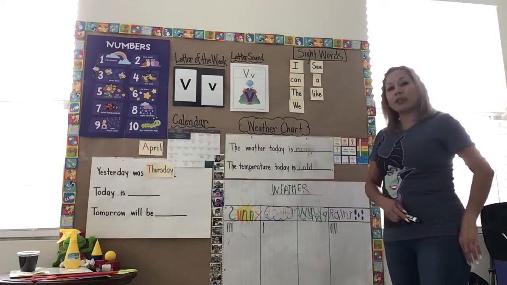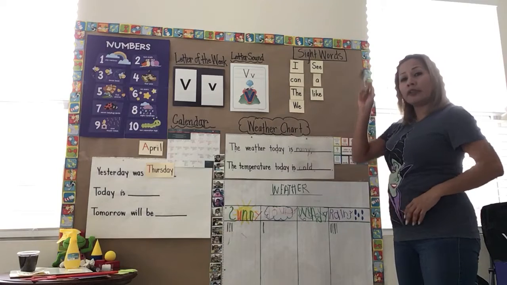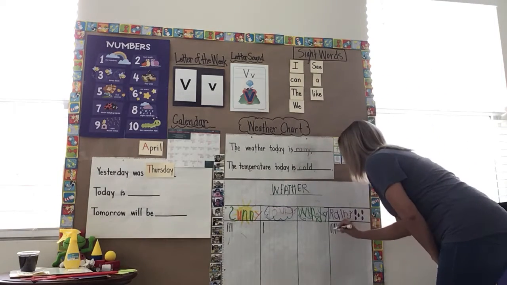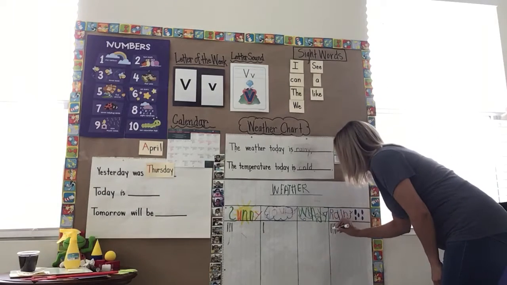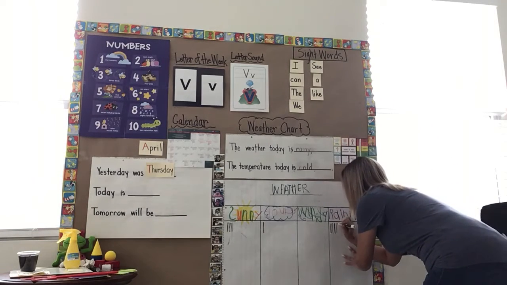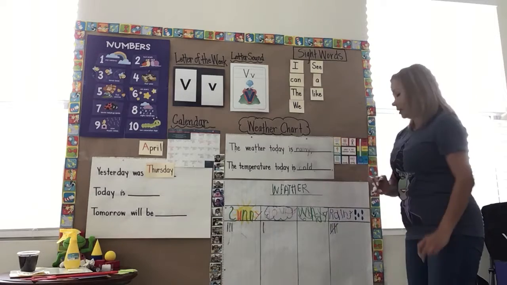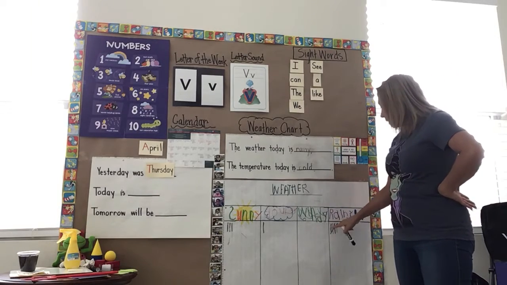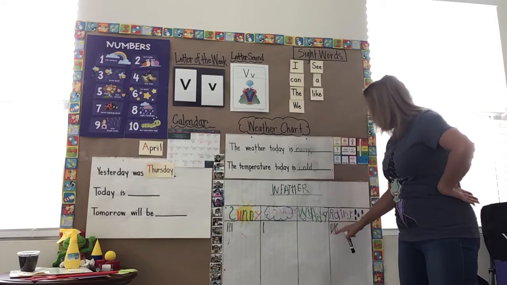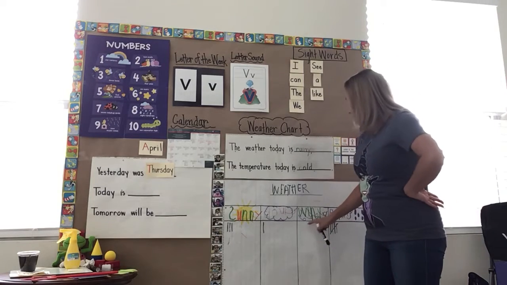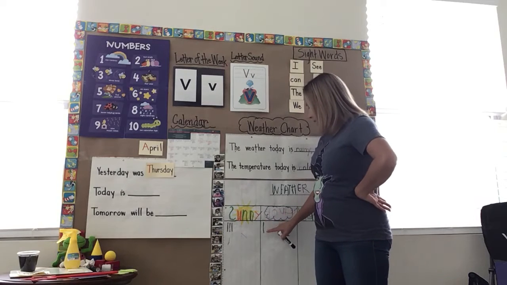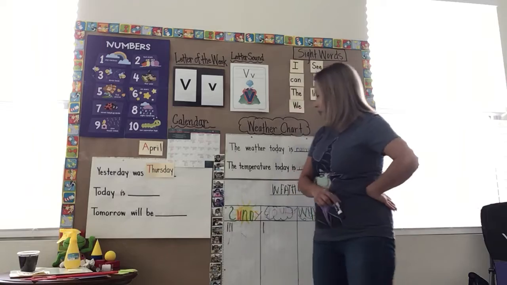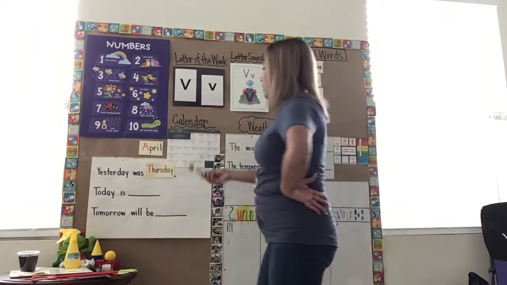So what did we say about tally marks? After 4 tally marks, you need to put one going across. The 5th one goes across. 1, 2, 3, 4, and number 5 crosses them. So we have 5 days of it being rainy. 1, 2, 3, 4, and 5. No windy days. 1 cloudy day. And 3 sunny days. 1, 2, 3.